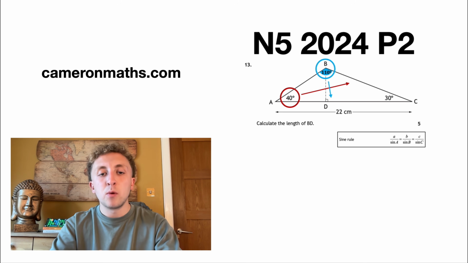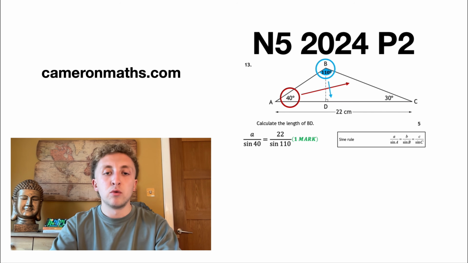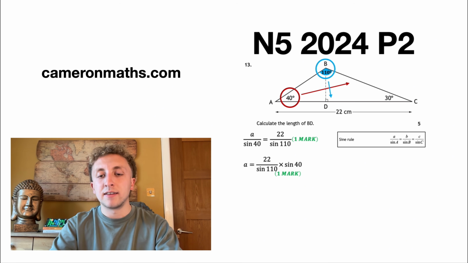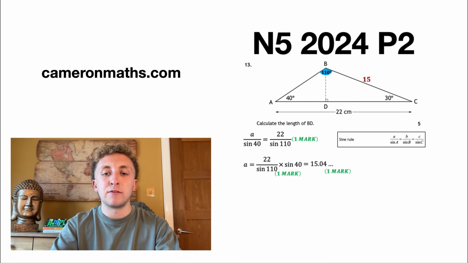We can do a over the sine of 40, which is its matching angle, is equal to 22 over sine of 110. Then we times both sides by sine of 40 and put that into the calculator to get the right hand side as 15.04. We'll take it as 15.